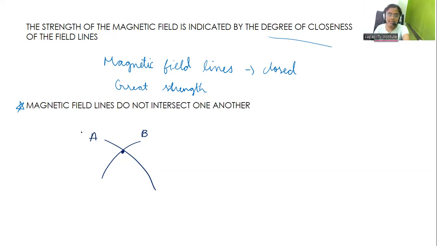But if these two are intersecting or crossing each other, the north pole at the point of intersection must show two directions at a time. If you place a magnetic compass, it should show two directions at a time, which is actually impossible. So hence we can conclude that the magnetic field lines do not intersect each other.